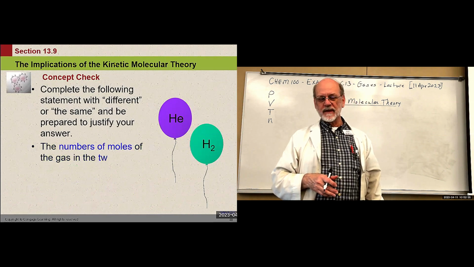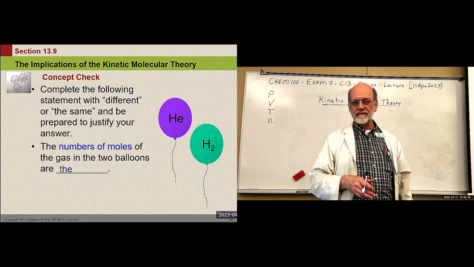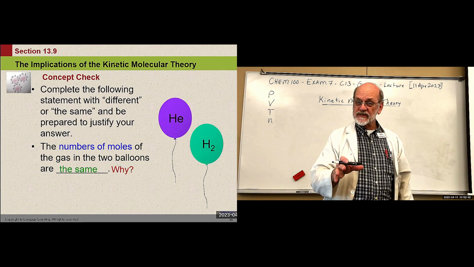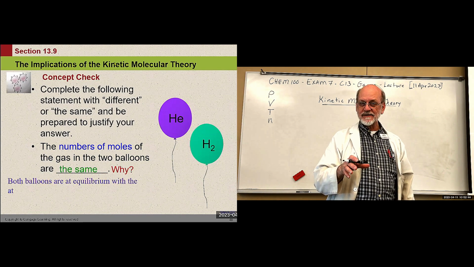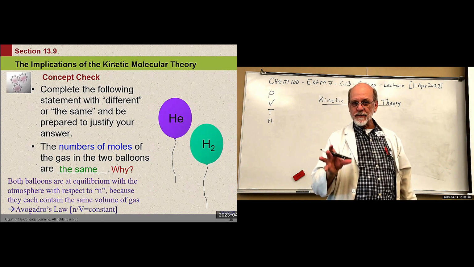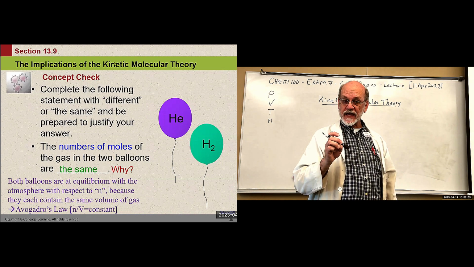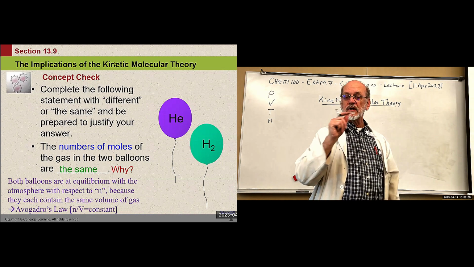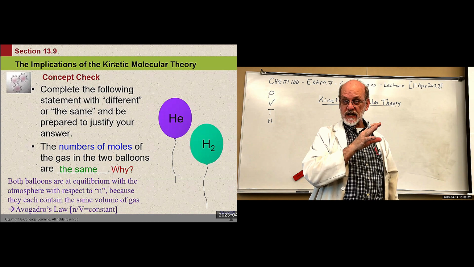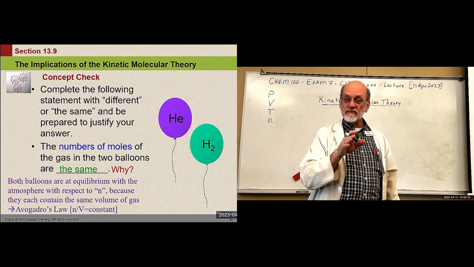How about this one? The number of moles of gas in the two balloons. They're also exactly the same, because they're at equilibrium with atmospheric pressure and temperature. Avogadro's law says that if the volumes are the same and the temperature and the pressure haven't changed, it's the same for both of them, then the number of moles must be the same.